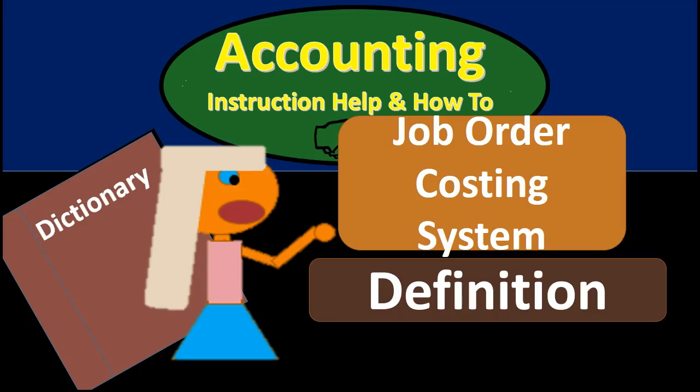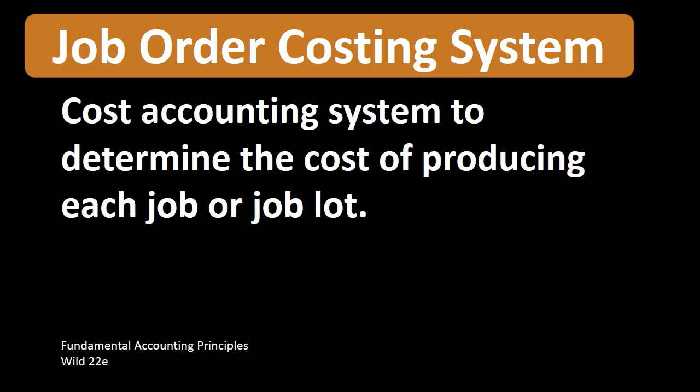Hello, in this lecture we will define job order costing system. According to Fundamental Accounting Principles, Wild 22nd edition, the definition of job order costing system is a cost accounting system to determine the cost of producing each job or job lot.